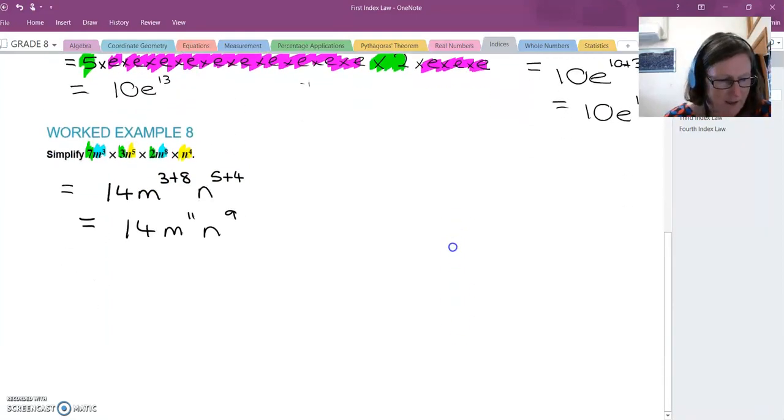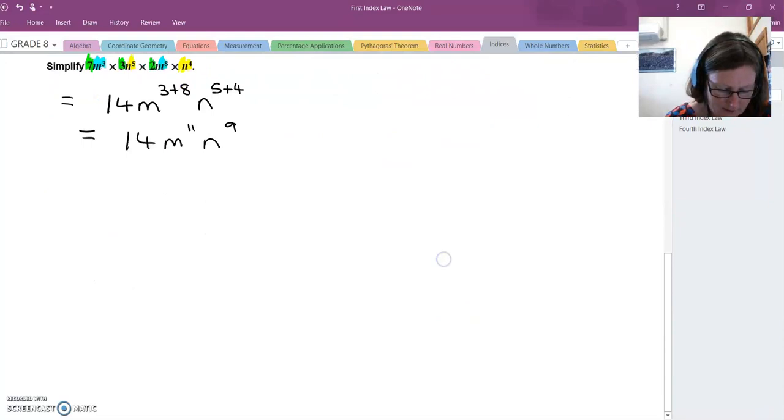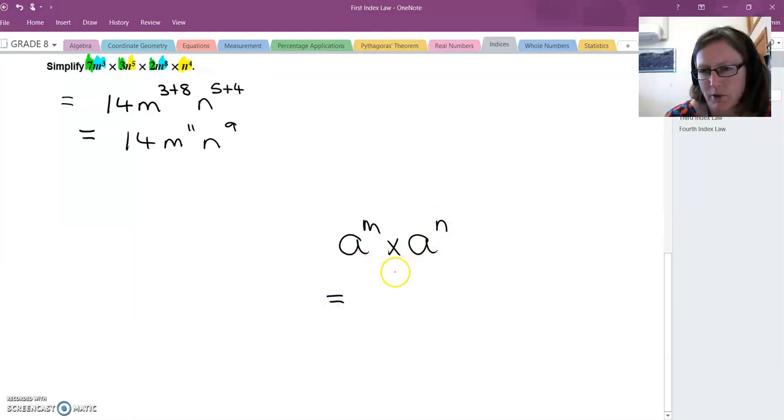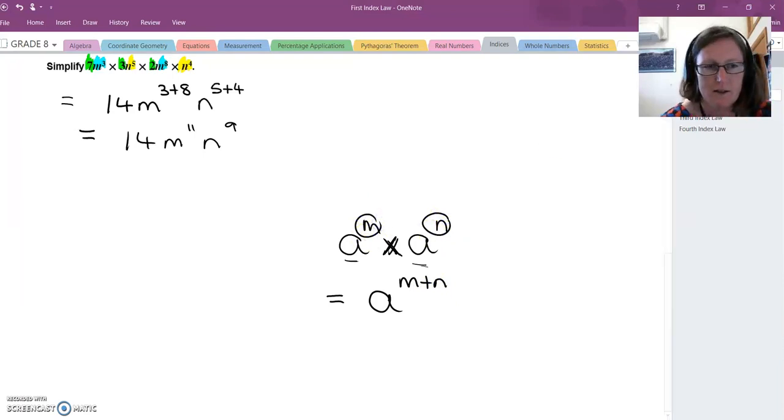So basically, index law 1 says something like this. If the bases are the same, in this case both bases are a, and they are multiplied together, we add the indices together. That is index law 1.